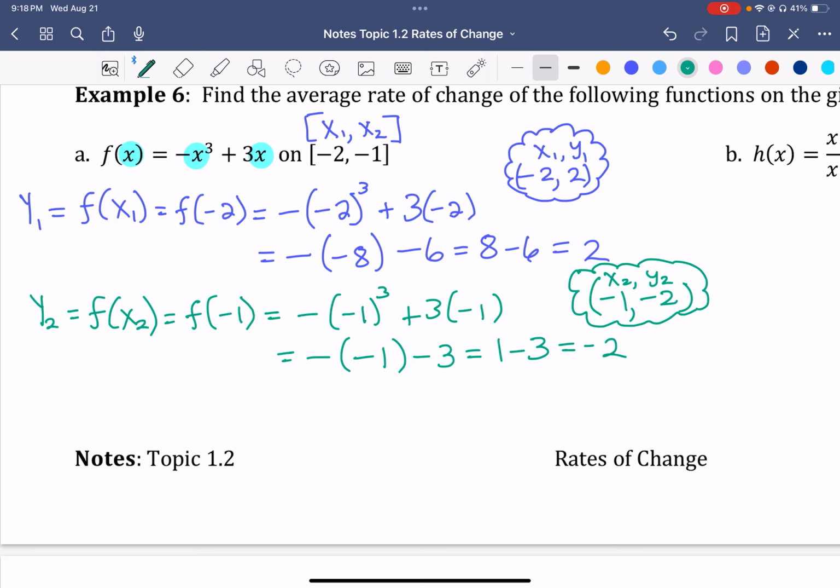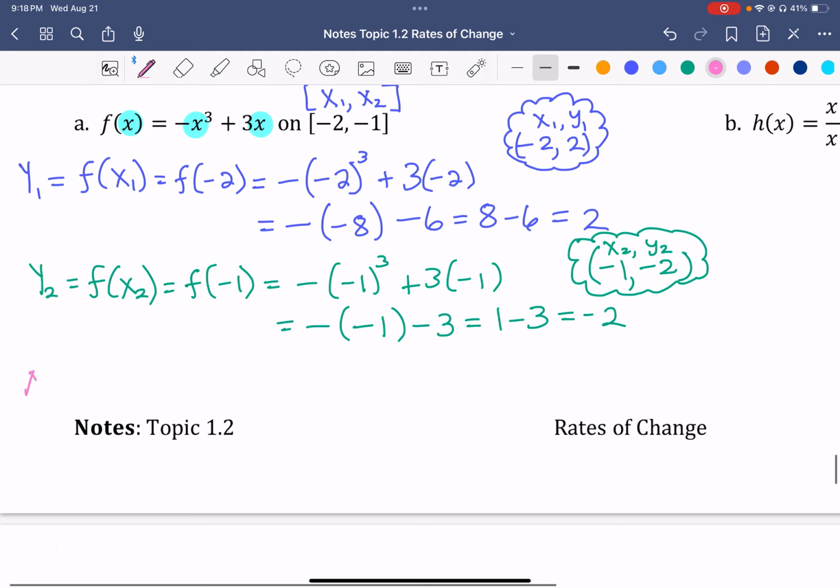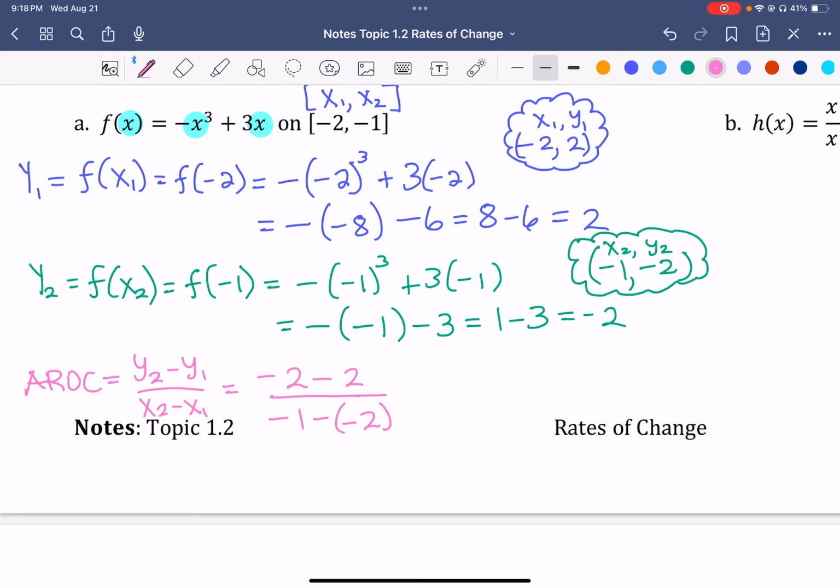Okay. Now the final step is to find the average rate of change. For that, I'm going to use my slope formula, y sub 2 minus y sub 1 over x sub 2 minus x sub 1. I know that y sub 2 is negative 2, y sub 1 is 2. That is divided by x sub 2, which is negative 1, minus, and then in parentheses, negative 2.